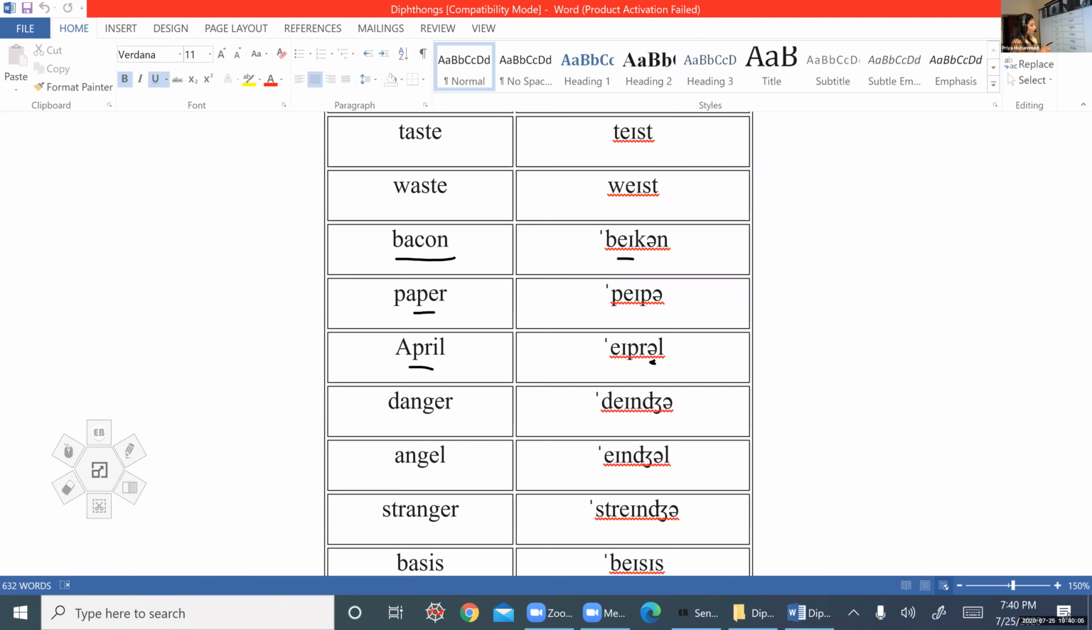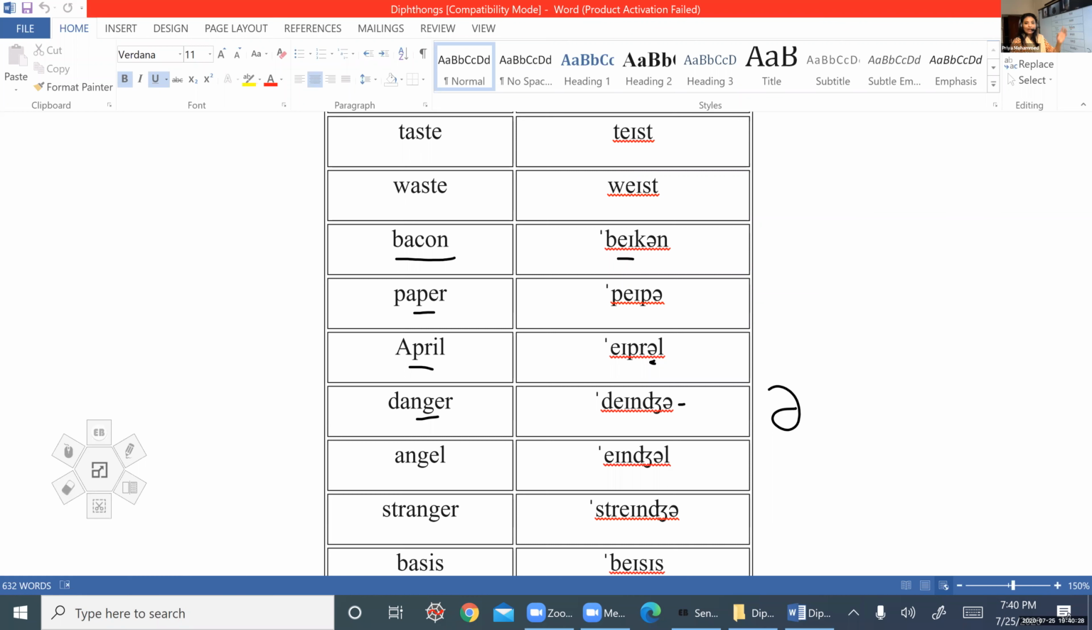Yes, ma'am. Okay, could you please read this word, D-A-N-G-E-R? Danger. What is the sound? Is there any kind of R sound here? It is as in away.